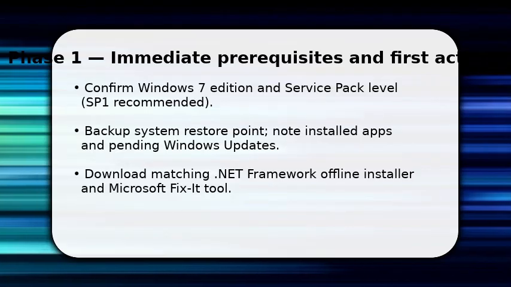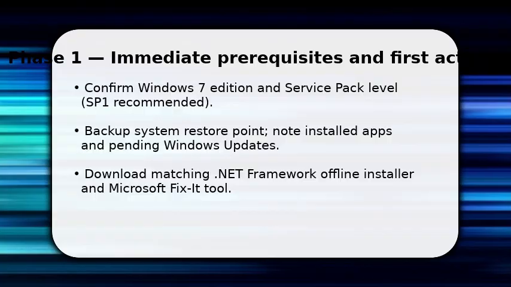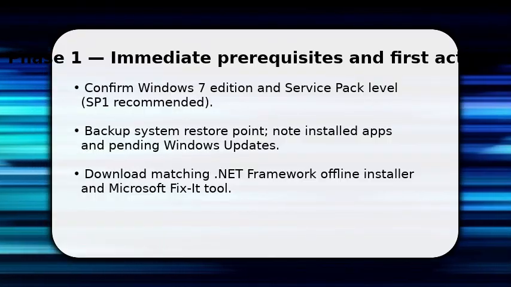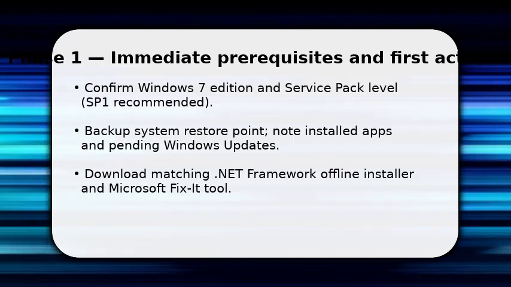Next, download the exact .NET Framework offline installer that matches the error and grab the Microsoft Fix-It or Windows Update Troubleshooter. These tools automate registry and component repairs. Make sure Windows Update has no pending restarts, because updates block reinstallation steps and cause failures.